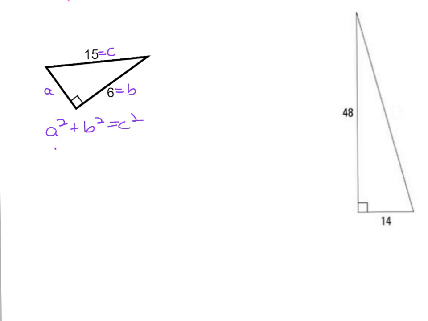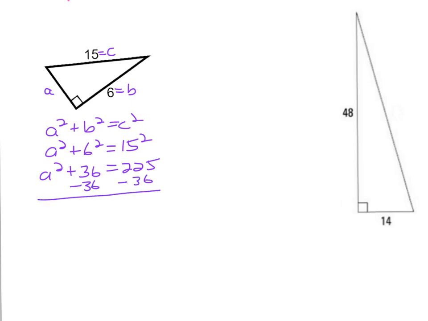We're going to keep A squared, we'll plug in 6 for B, and then square that, and then on the right we get that 15 squared again. A squared, 6 squared is 36. And then 15 squared, again, 225. Move 36 over. And this is going to be our first example in this section that isn't a perfect square. We get A squared equals 189.